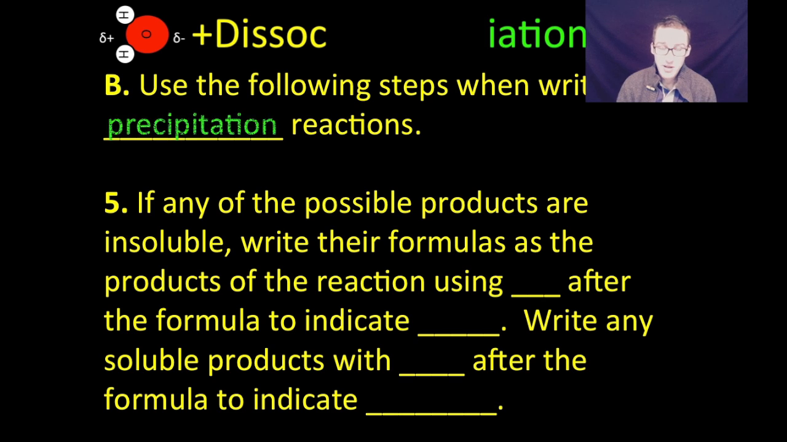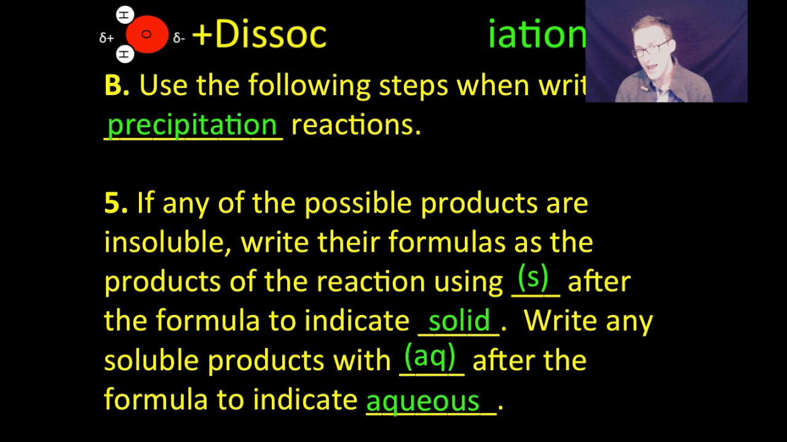You haven't done anything wrong, we just haven't formed a precipitate. If, however, there is a possible product that is insoluble, you just write its formula as a product of the reaction using an (s) in parentheses after the formula to indicate that it is in fact a solid or a precipitate. And then write any soluble products with (aq) in parentheses after the formula to indicate that it's aqueous.